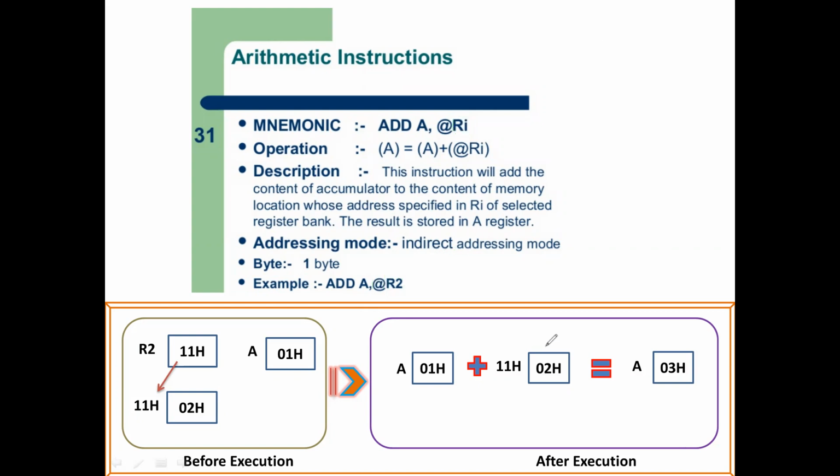Indirectly, you are pointing to a particular address, and from that particular address we take the data and add it with the accumulator. The final result will be stored in the destination register. Any doubt? Any doubt, students? Please. No, sir. Okay.